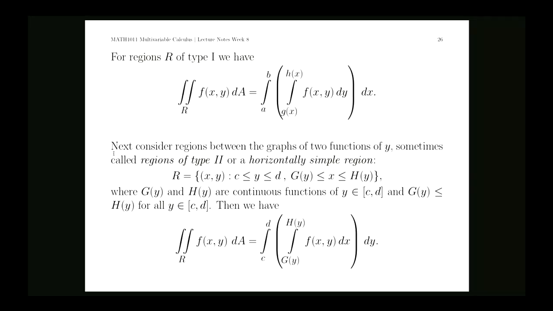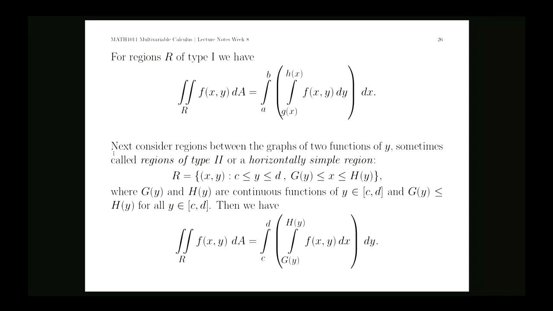Alternatively, you could do it the other way. Imagine you've got a region that's better described not as y in terms of x, but x in terms of y. Then you have x going from the left curve to the right curve, and y doing a big sweep from the bottom to the top that sweeps out the whole region. This is called a region of type 2, or a horizontally simple region in some books. And then the integral is this, and you first integrate with respect to x, then y.